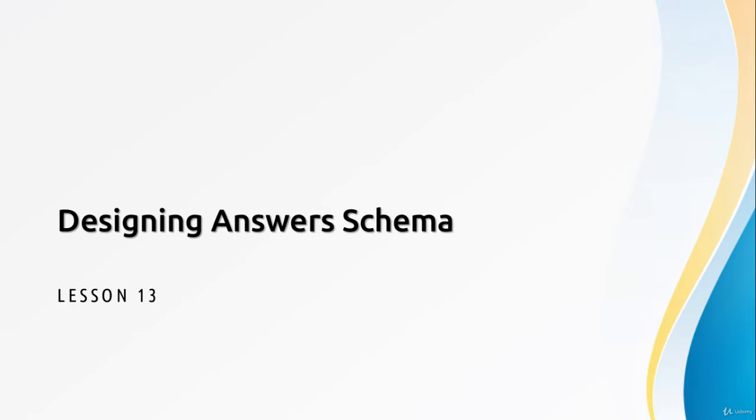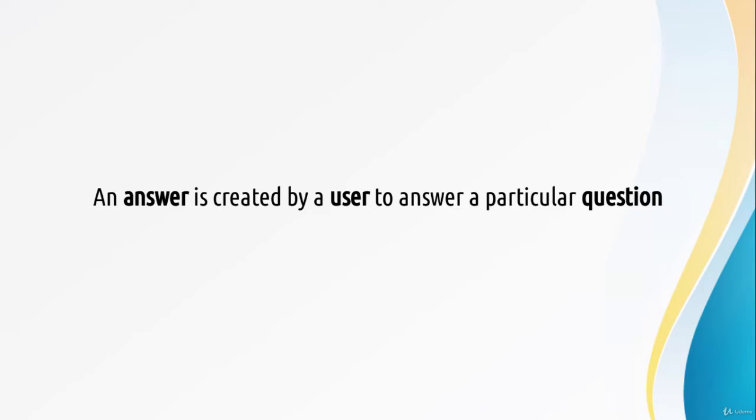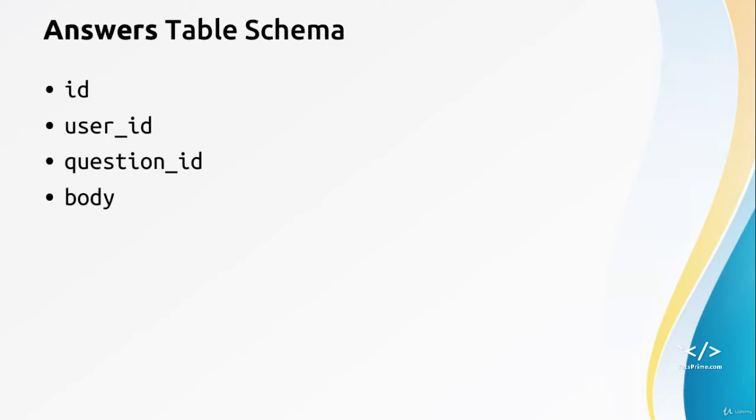In this lesson, we will continue our coding journey and design the table schema that will store all answers for our application. An answer is created by a user to answer a particular question. The table schema for the answer will be ID of the answer, user ID to store the ID of the user that created the answer, question ID to store the ID of the related question that will be answered, body to store the body or content of the answer.